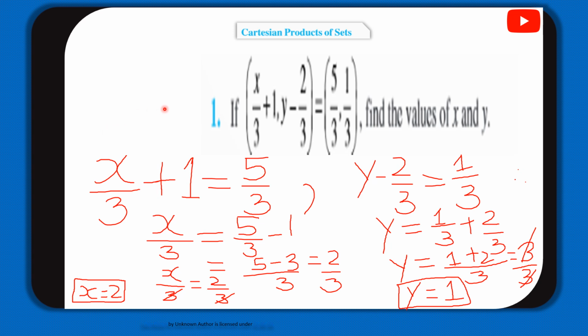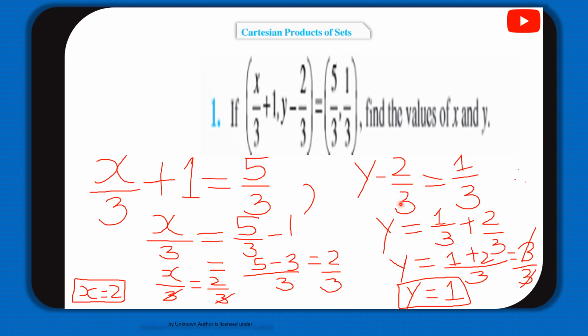Set up the equation from the given coordinates. Since the first coordinates are equal, we have x/3 + 1 = 5/3. Plus 1 goes to the other side and becomes negative 1. We will take LCM 3: 5 - 3 = 2, so x/3 = 2/3. The 3 cancels. The value of x is equal to 2.